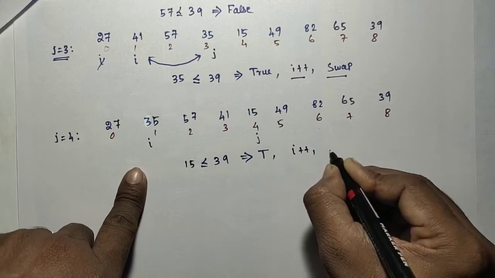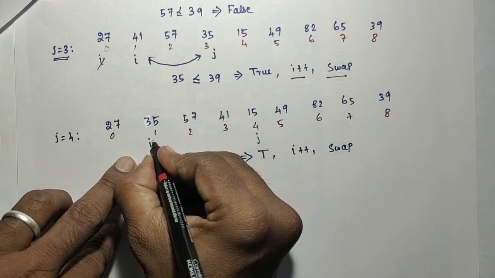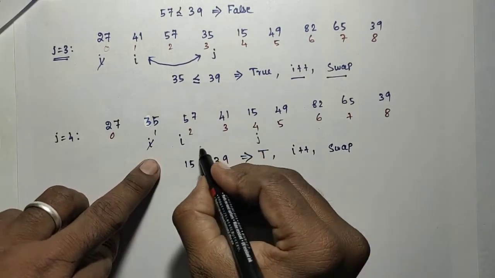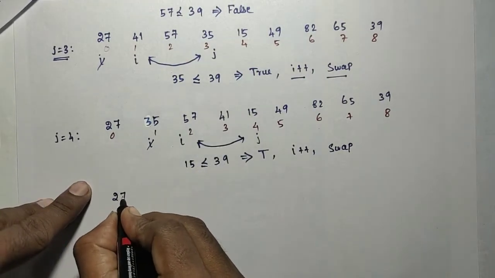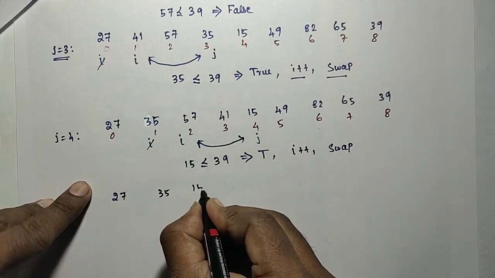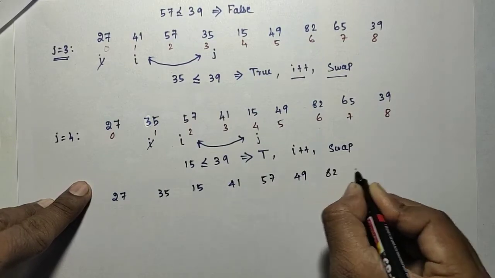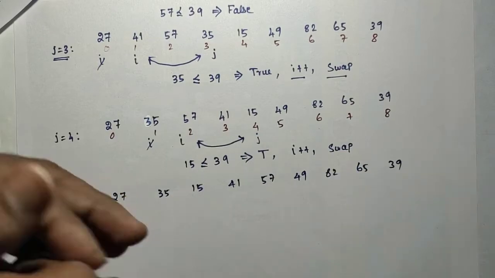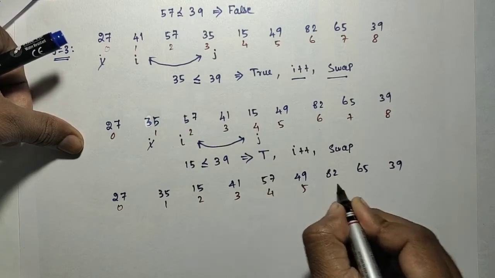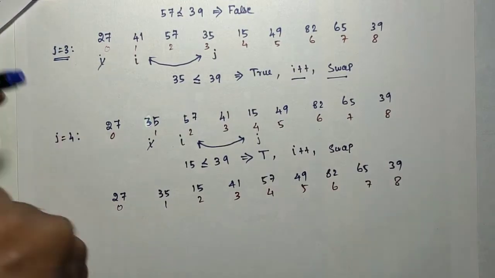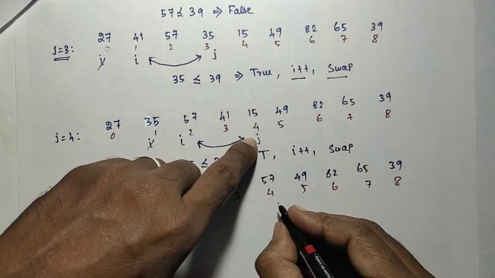True means i plus plus and swap. So i will be moved to here and the ith element and jth element will be swapped. So that 27 and 35 and now 15 and 41 and 57 and 49, 82, 65 and 39. So the index will be 0, 1, 2, 3, 4, 5, 6, 7 and 8. And what is the i value here? Now i is pointing to 15. The j value is pointing to 4.